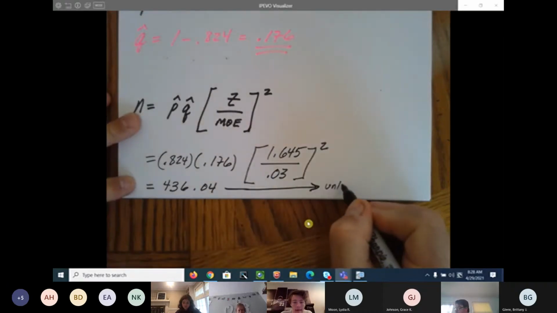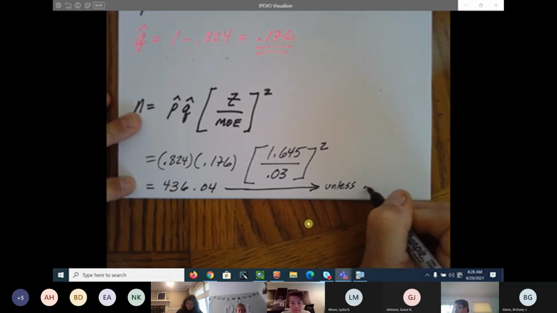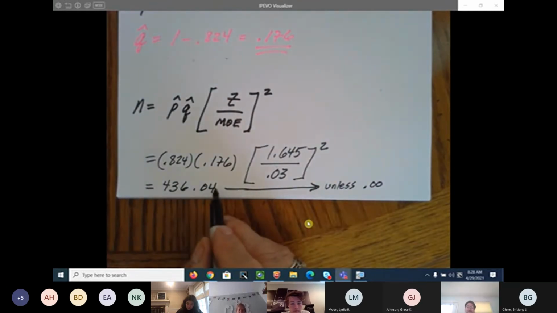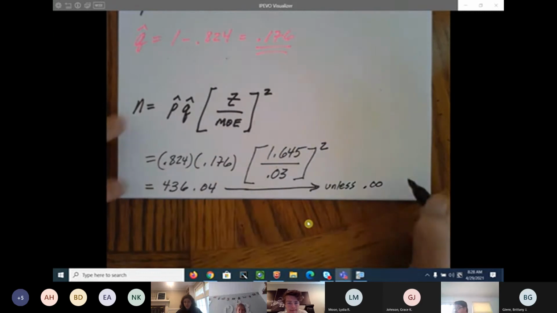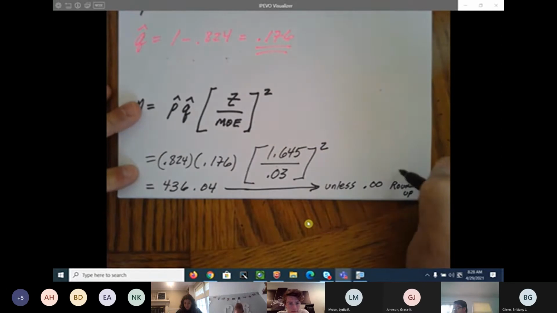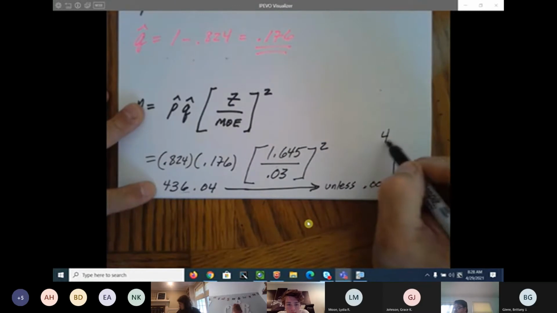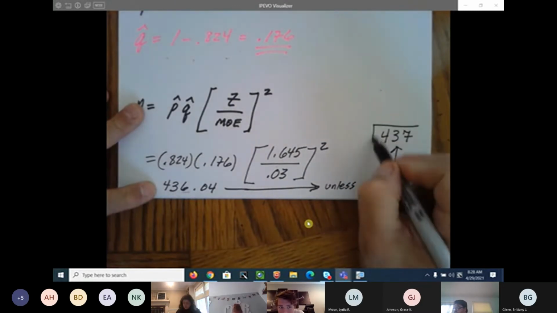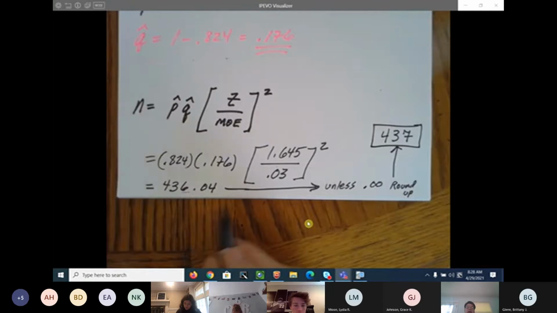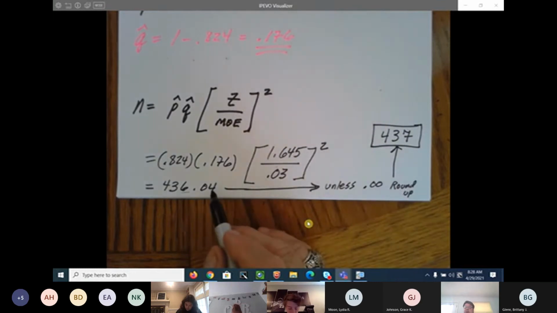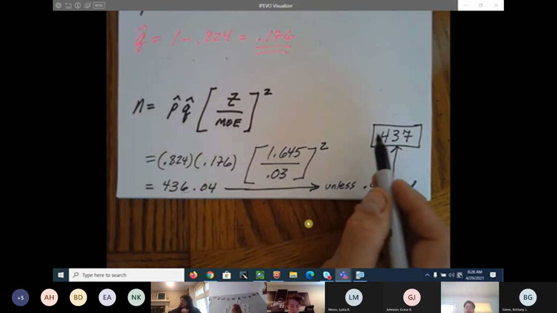Unless it's 0.00, unless you get 436.00, you round up. So that means my 436 is going to be 437. Okay, now if this was 436.00, then I would leave it as 436. But if you have a decimal, I don't care how small it is, you raise it up to 437.